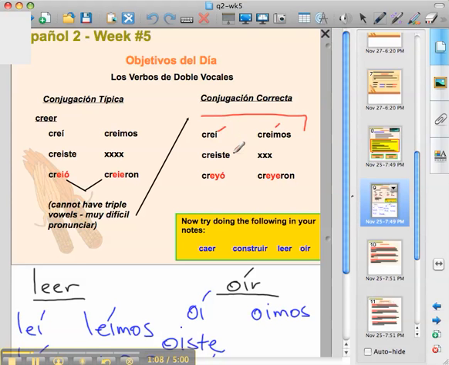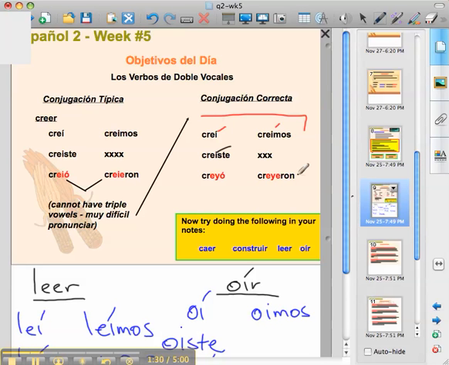We still have the top forms. Creí, creíste, creyó. Now look what we did. Instead of having vowel, vowel, vowel, we have vowel, consonant, vowel. So the Y in Spanish is never considered a vowel, okay? So that is how you're going to break up those triple vowels.